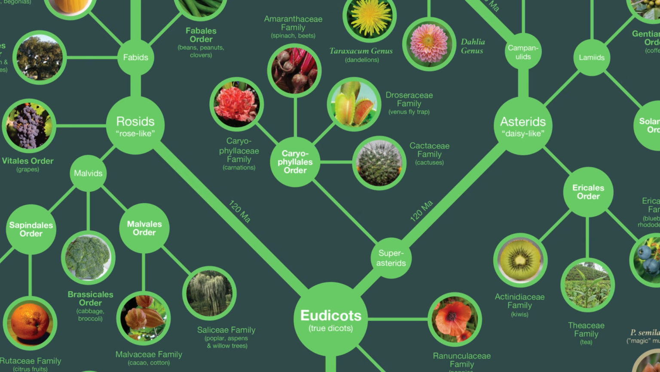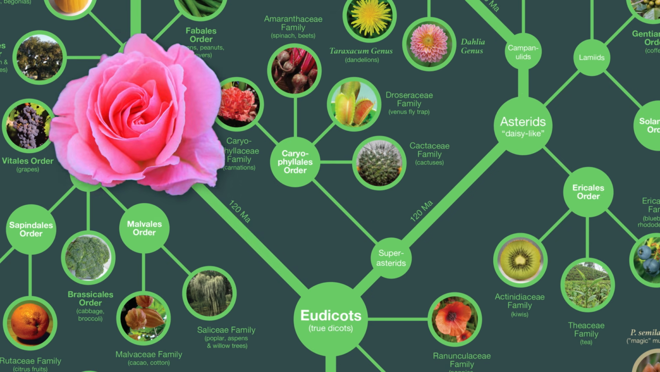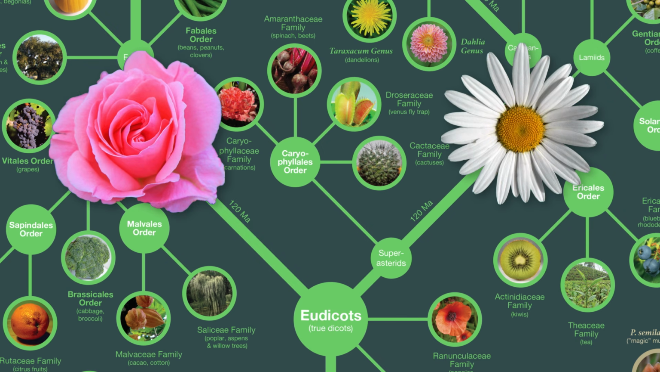Okay, let me now introduce you to rosids and asterids, the two main categories of eudicots. The terms come from the names of two famous flowers, the rose and the aster, or daisy. Although, take note that aster literally means star. That's because asters look like stars. Not this kind, but this kind, which we call an asterisk.